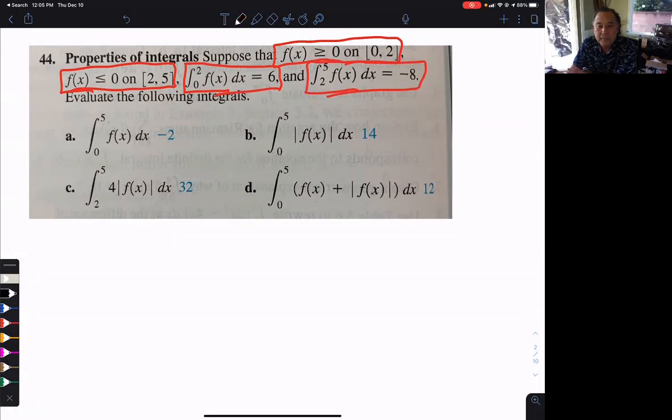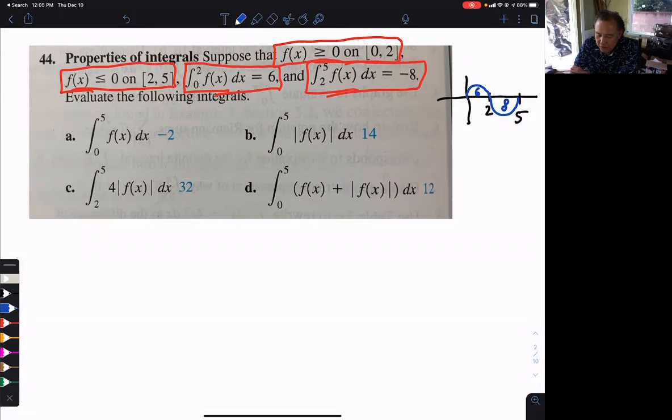I'm going to draw a picture of what, I don't know what the graph looks like, but just to get an idea of what's going on. So I'm going to mark this as 2, this is 5. What might this graph look like? I don't know, but I'm going to do that. And I know the area of this is 6, and the area of that is 8. Okay, I don't know what it looks like, but I know the areas because it tells me that.